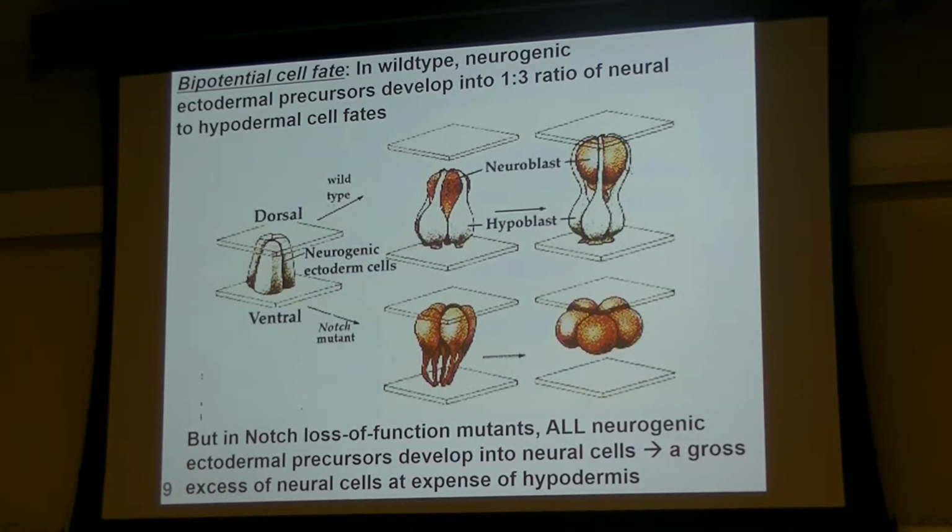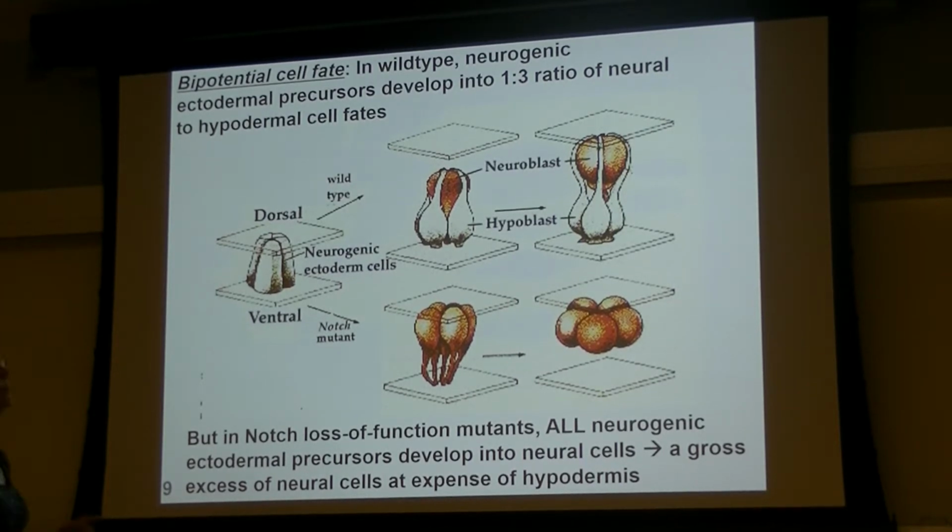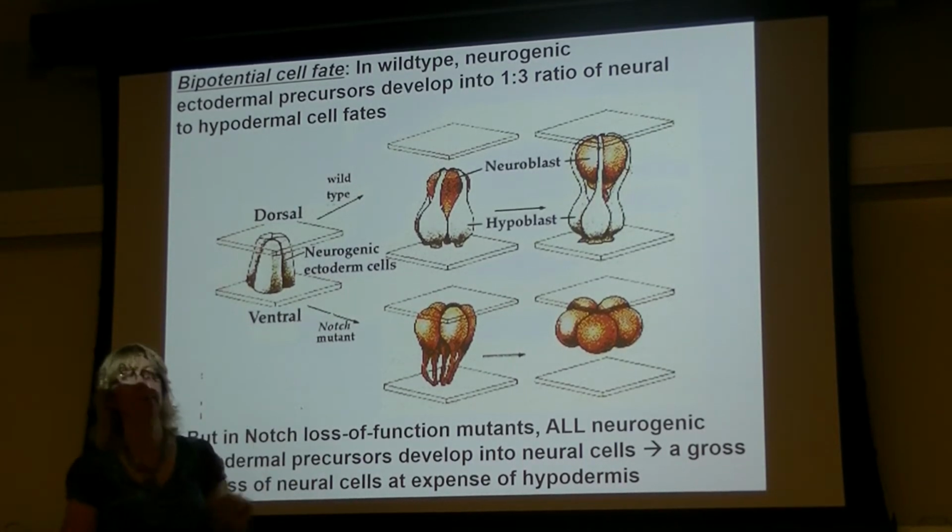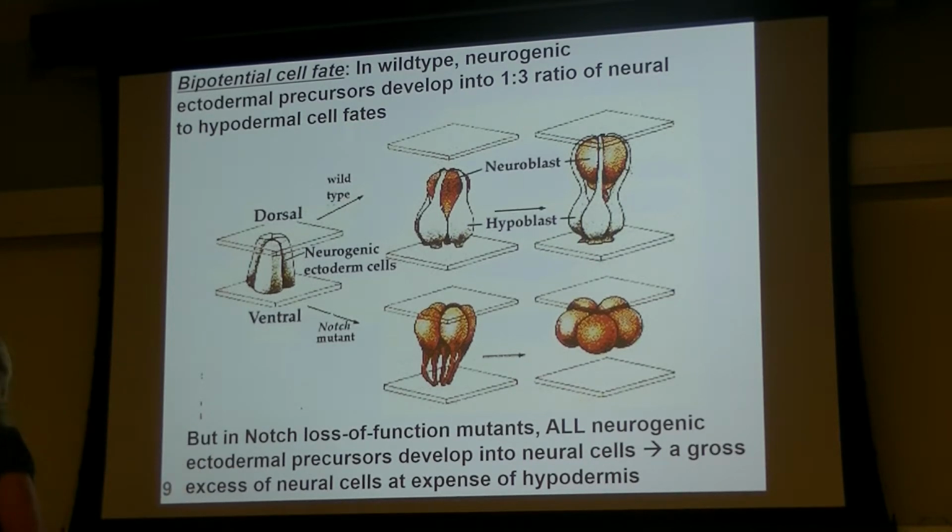Initially we have this field of precursors known as the neurogenic or the neuron-making ectoderm cells, and they have to make a decision, one thing or the other, and we need the proper number. So we need about 1 out of 4 to become a neuron, and 3 out of 4 to become a hypoblast. To get this ratio, we need genes to carry out that function. So genes are going to say, we're establishing a 3-to-1 ratio of hypoblast to neuron.